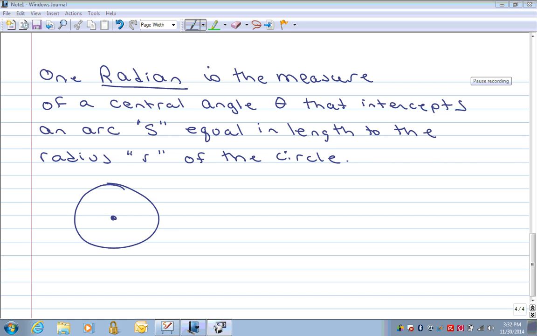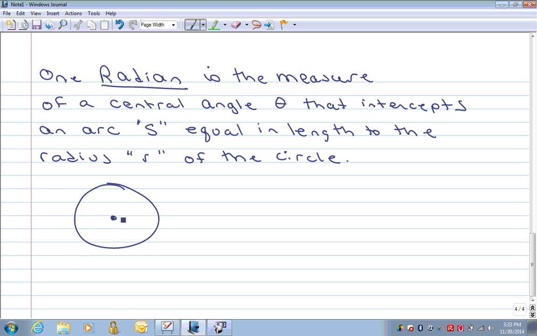Okay, 1 radian is the measure of a central angle, which we're going to represent using the symbol theta, that intercepts an arc. s is the arc, equal in length to the radius. The radius is represented by r of the circle. And we talked a little bit about this on Friday.